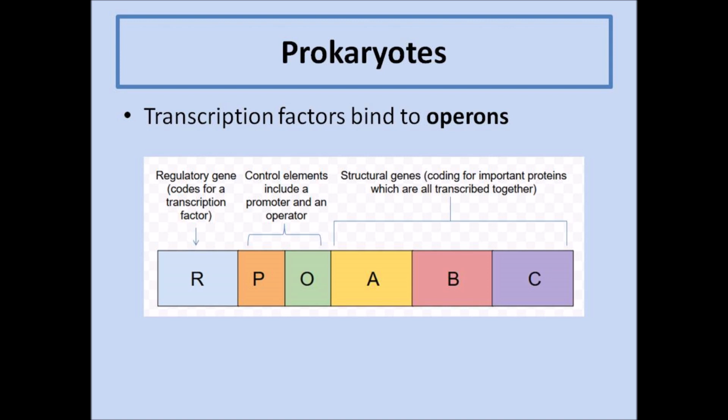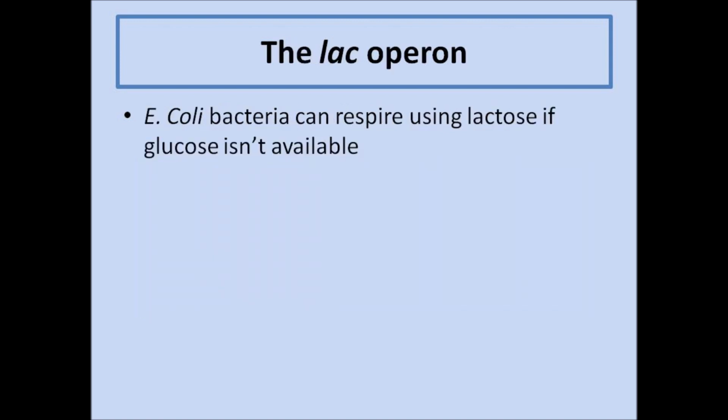And the control elements also include an operator, and that operator is where transcription factors bind to. Now the operon may also include a regulatory gene, which is labelled R, and this regulatory gene will code for a transcription factor, so either an activator or a repressor. Okay, so the Lac Operon.